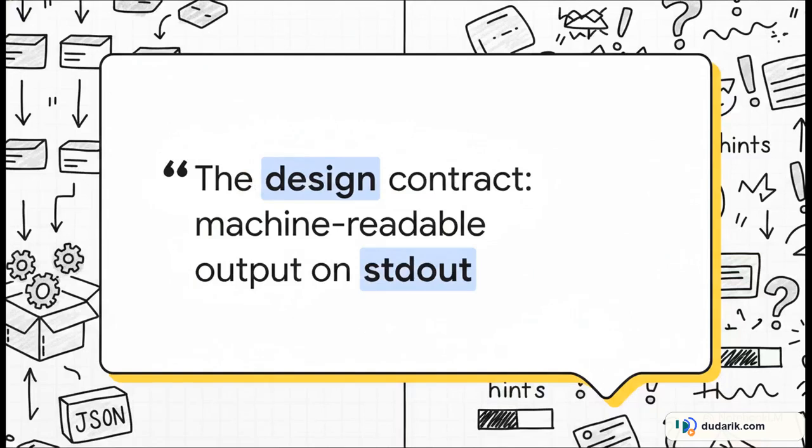Now, what's really interesting about this design contract is the strict output separation. It's basically a superpower. By pushing all the machine-readable JSON directly to standard output and strictly keeping all the human hints and progress bars over on standard error, gogcli becomes an absolute dream for terminal piping. Your scripts and AI tools won't just suddenly choke on a random, unexpected progress bar.